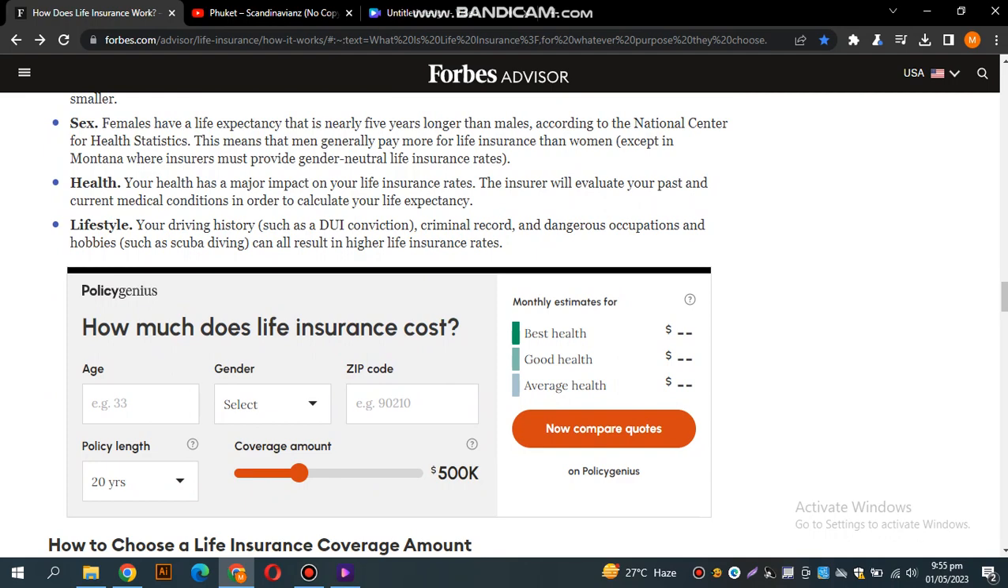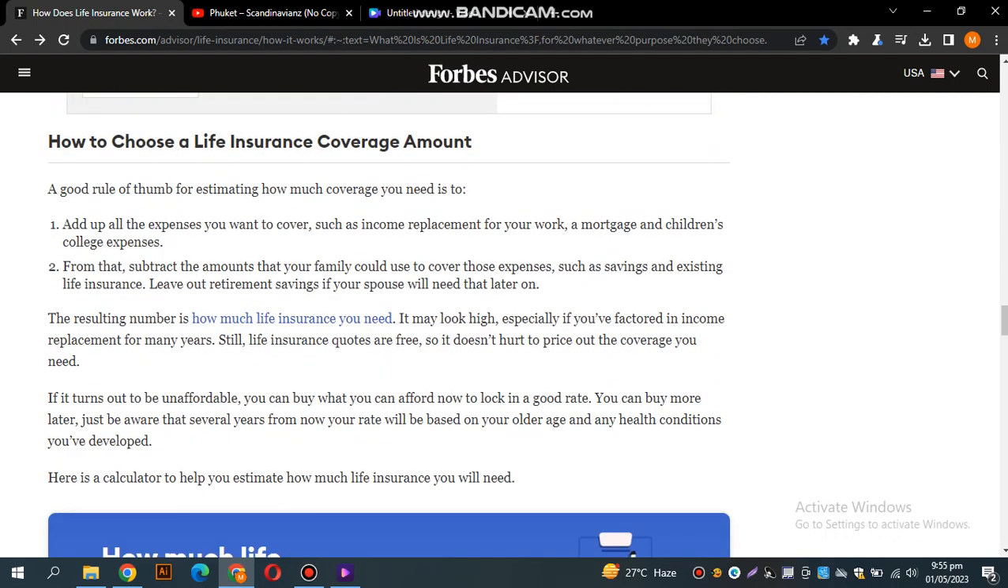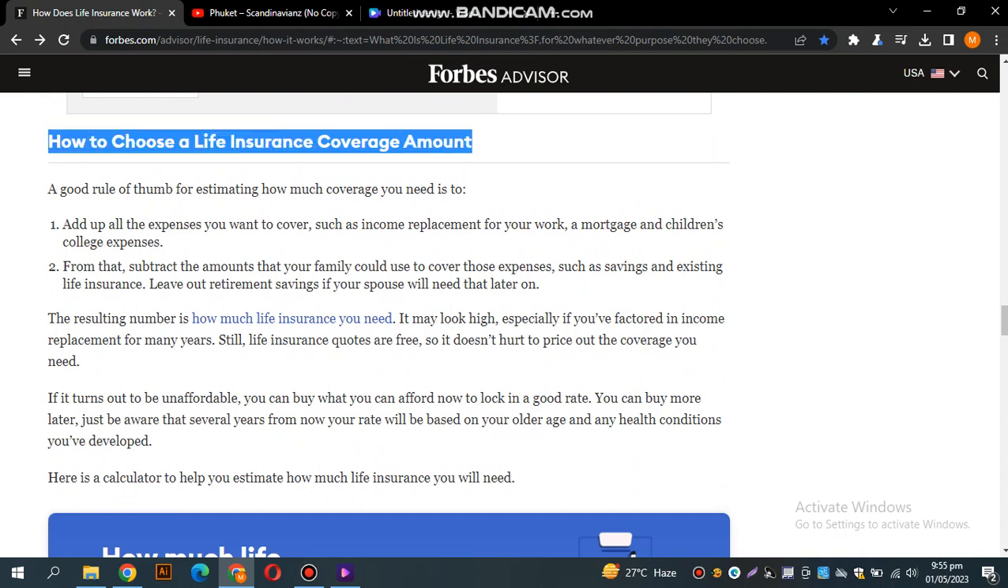After this I will tell you about how to choose a life insurance coverage amount. A good rule of thumb for estimating how much coverage you need is to add up all the expenses you want to cover, such as income replacement for your work, a mortgage, and children's college expenses. From that, subtract the amounts that your family could use to cover those expenses, such as savings and existing life insurance. Leave out retirement savings if your spouse will need that later on. The resulting number is how much life insurance you need.